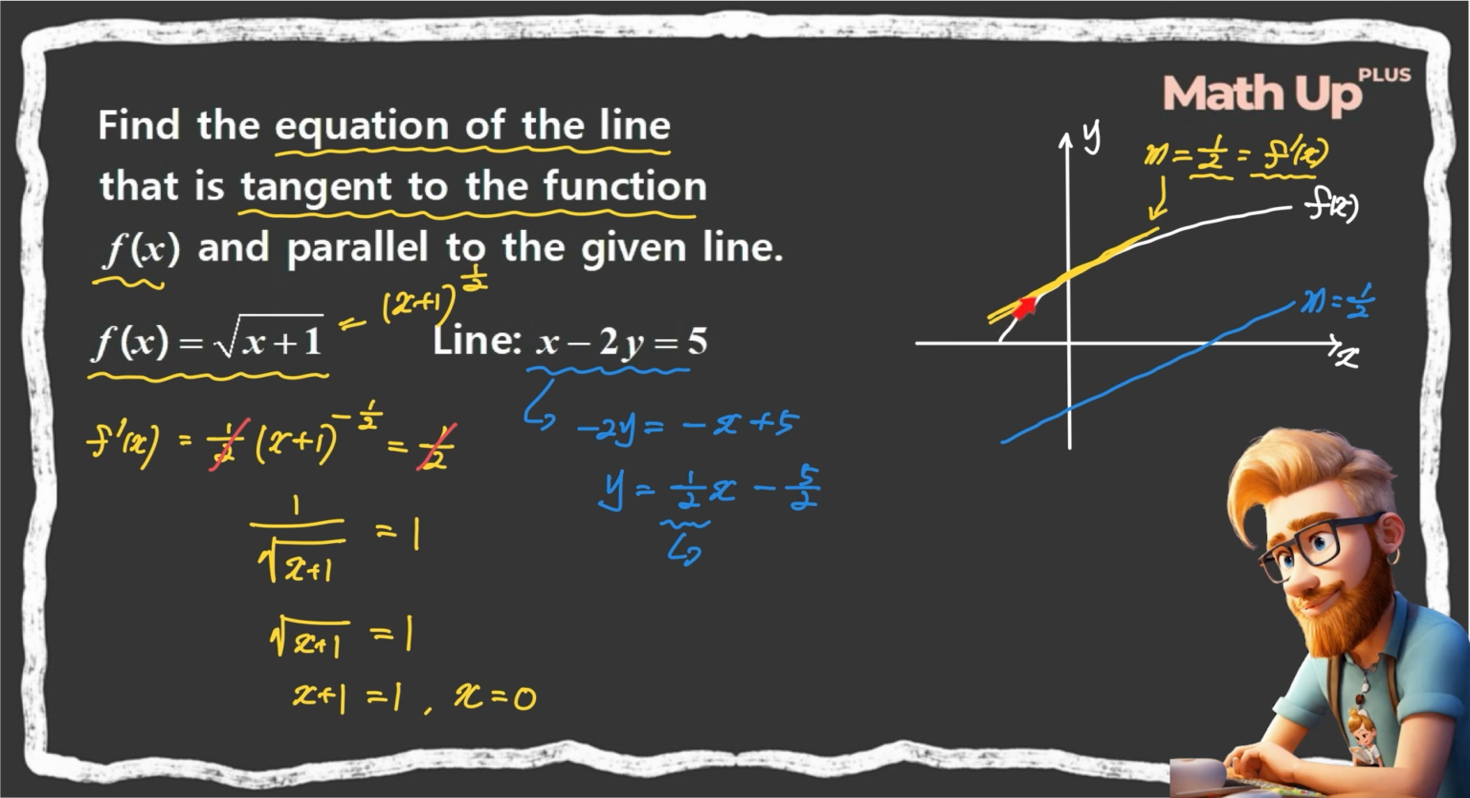So the slope of this tangent line that is parallel to the given line right here is 1/2 at x equals 0. So this is a 0. This is the point of tangency.